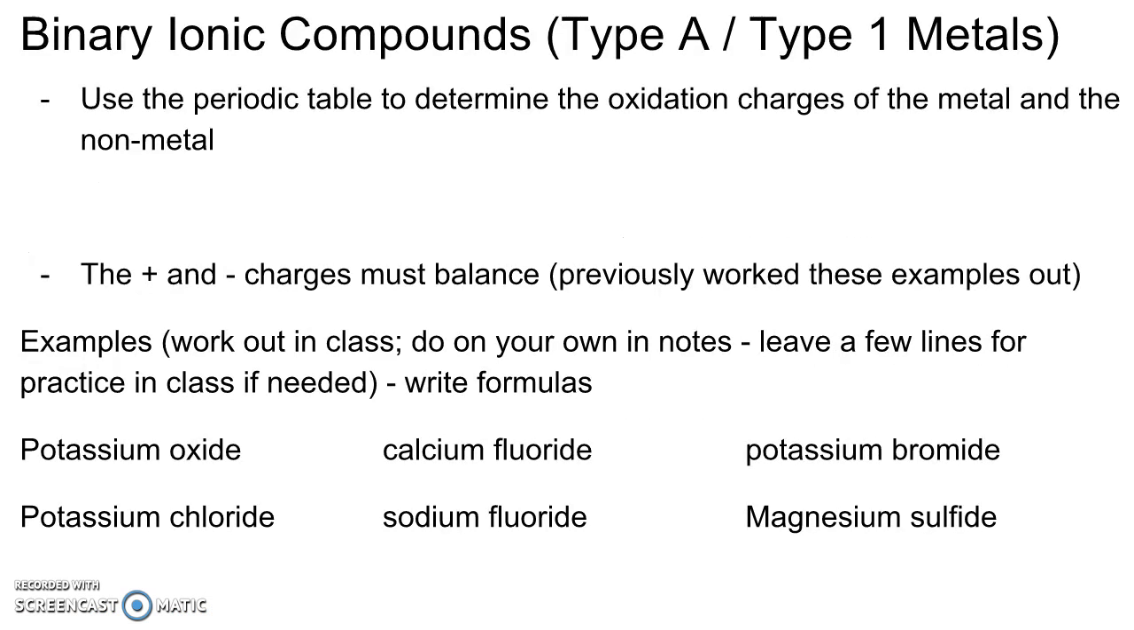So how do you write the formulas for them? You've actually already learned how to do this. This is what we just did practice with, these simple, easy ones. For binary ionic compounds with type A or type 1 metals, you use the periodic table to determine the oxidation numbers, so the oxidation charges of the metal and the nonmetal. And remember, the positives and negatives must balance out. You've previously worked these out.